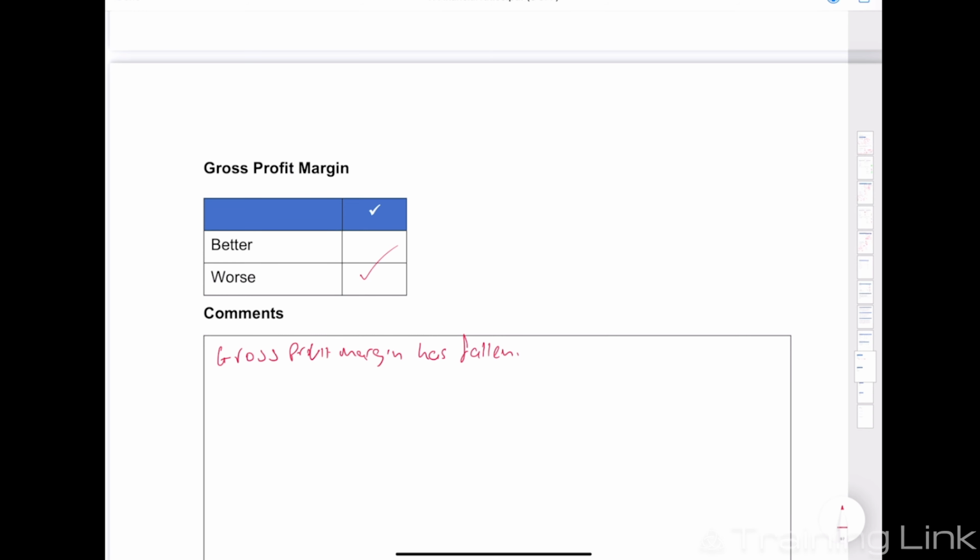So what does this actually mean? So, well, this means the company or business is making less profit on each unit sold.